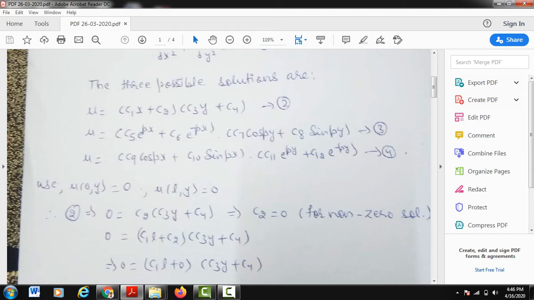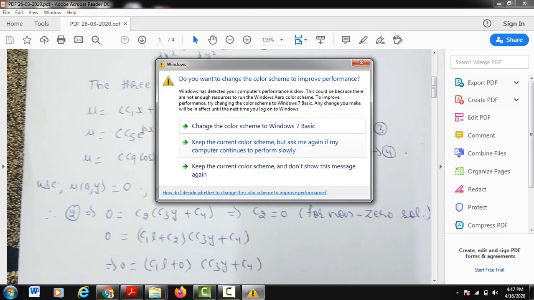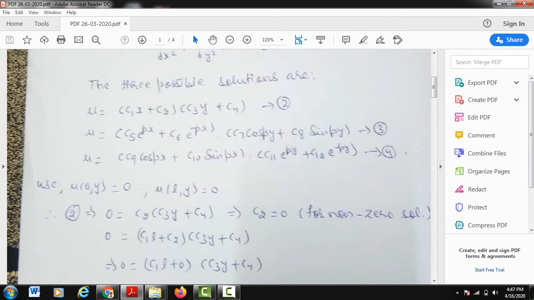Okay. So the solutions are (c1x plus c2)(c3y plus c4). Take this as number 2. And when k is positive, the solution is (c5 e^(px) plus c6 e^(−px))(c7 cos py plus c8 sin py). And last, the solution corresponding to when k is negative, that is when we take k is equal to minus p square, is given by (c9 cos px plus c10 sin px)(c11 e^(py) plus c12 e^(−py)). So let us give these three solutions as equation numbers 2, 3 and 4.